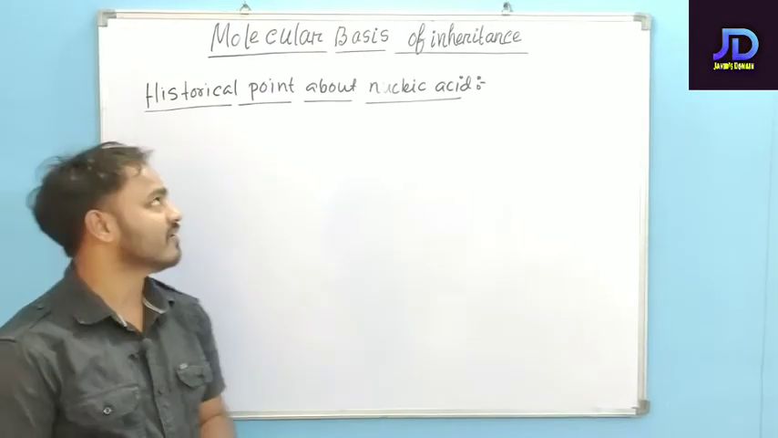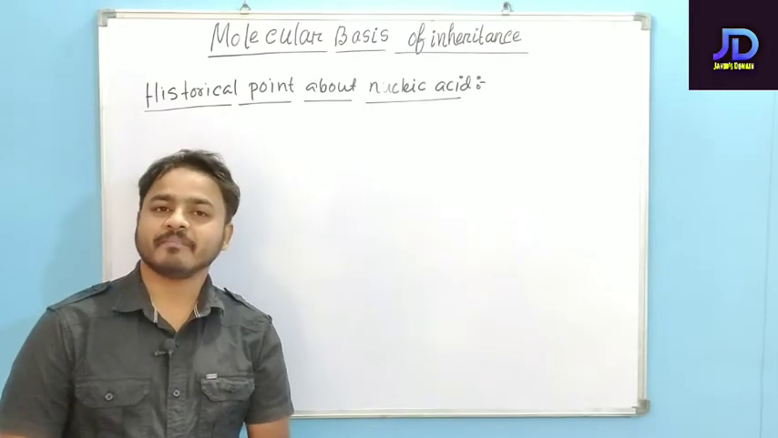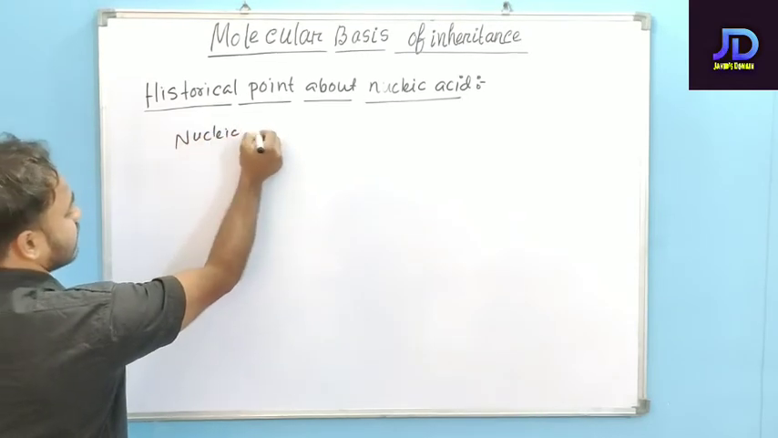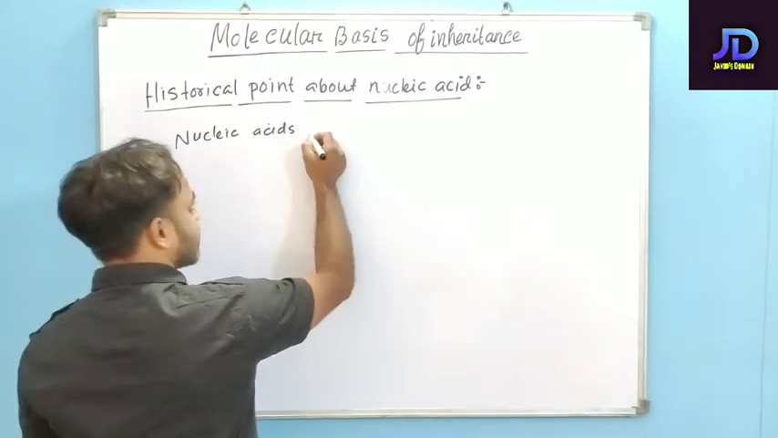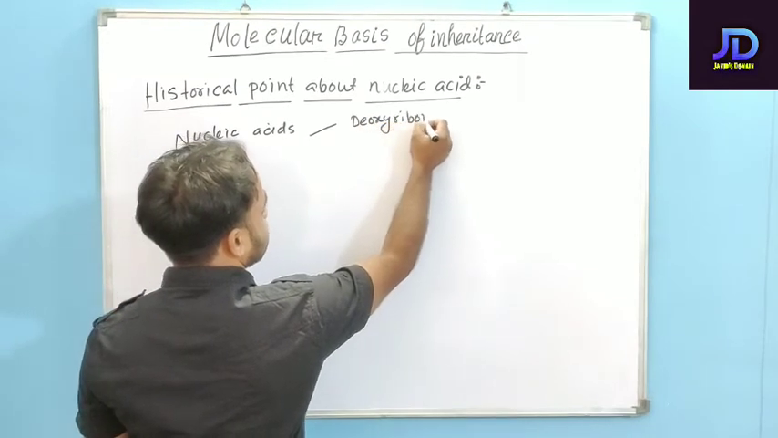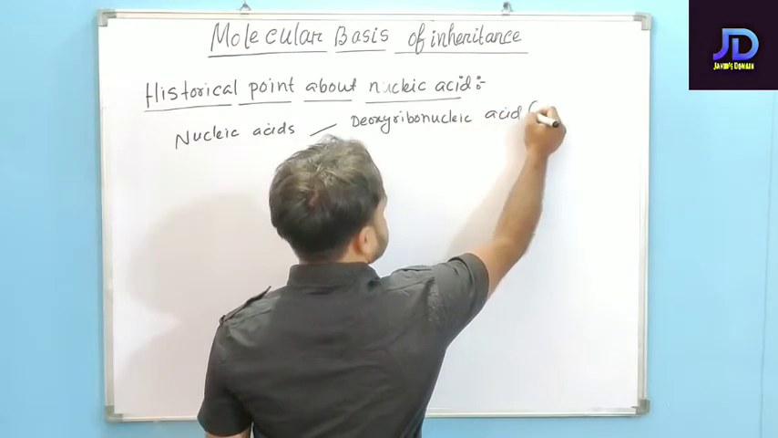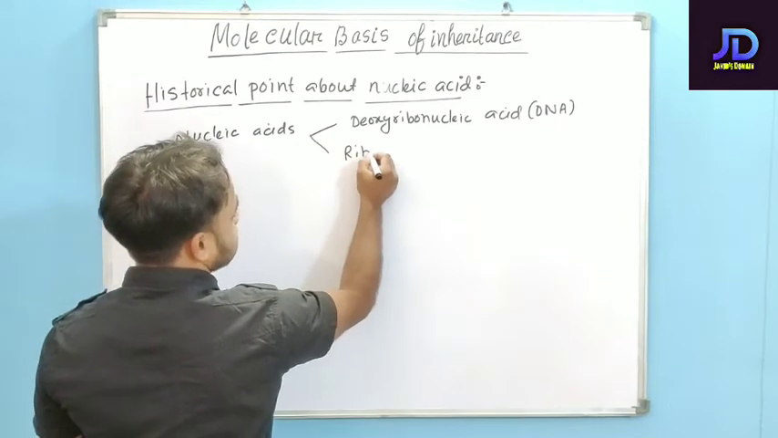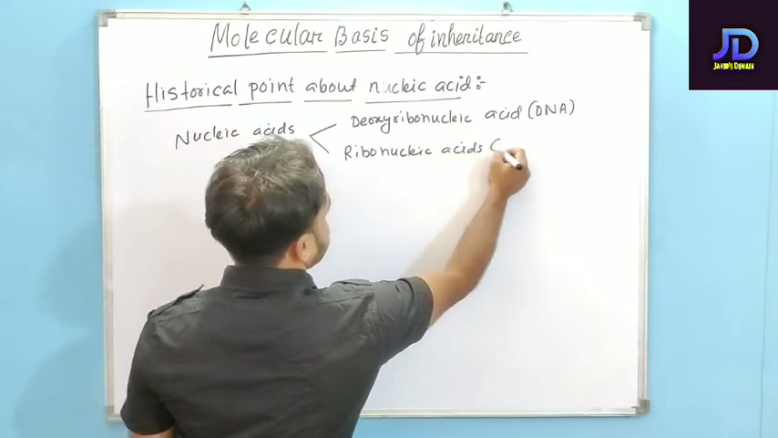Now we'll see the historical point about nucleic acids. Nucleic acids are mainly of two types. Now what are the two types of nucleic acids? The first type of nucleic acid is deoxyribonucleic acids. But in short it is written as DNA. And another is ribonucleic acids. In short it is called RNAs.